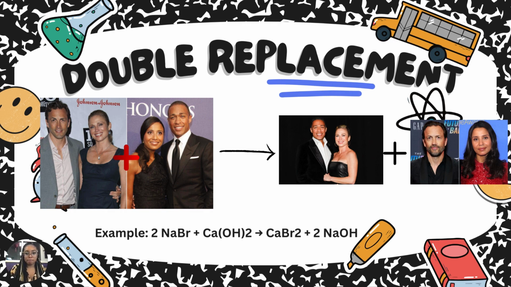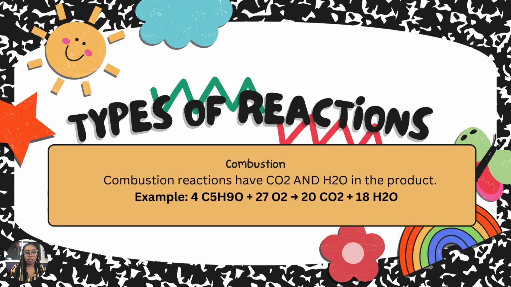And then lastly, we have combustion. For combustion reactions, this is the easy one. You have CO2 and H2O in the product. If you look here, we have our reactant on the left side of our yield sign, and then you have your product on the right side of our yield sign. CO2 and H2O is what is produced in a combustion reaction. There is no combustion reaction if there is not both CO2 and H2O in the product.